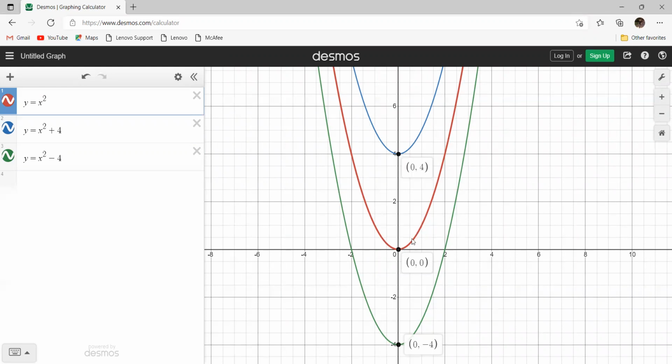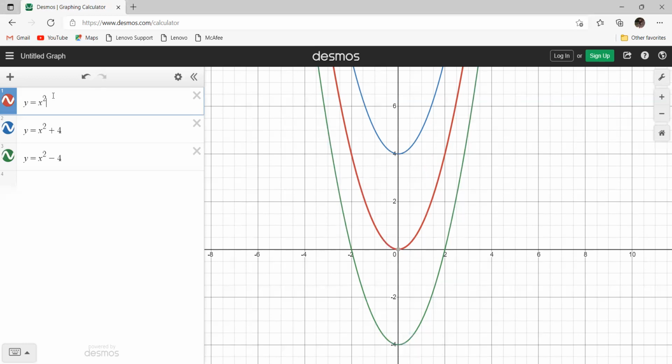Well, what if I take this red graph and shift it downward? As you can see, I have a shift downward. You see there is a change in the y value. My y is -4. Now just check these graphs.